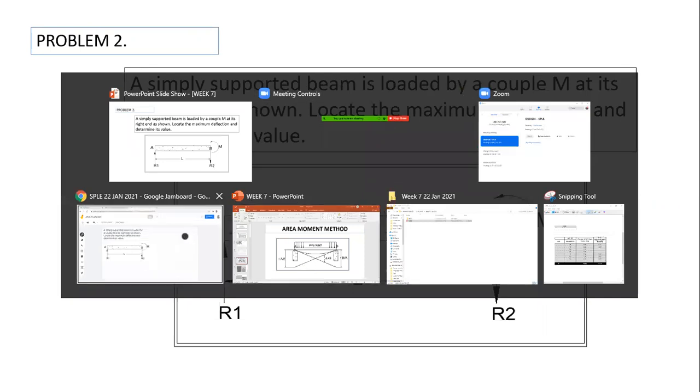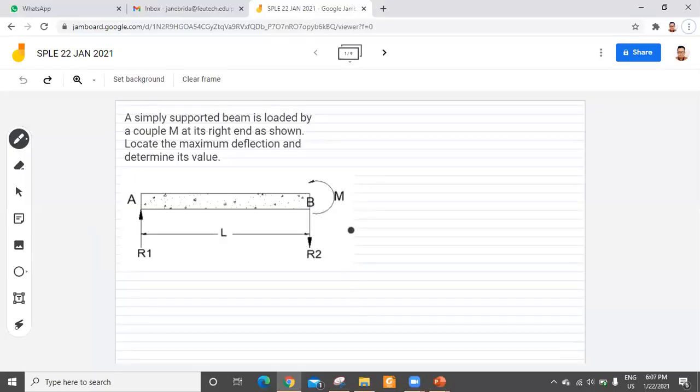Okay, so itong gagamitin ko ngayon medyo maganda siyang one. So we have your simply supported beam loaded by a couple M at its right end as shown. Locate the maximum deflection and determine its value. So first we are going to compute R1.